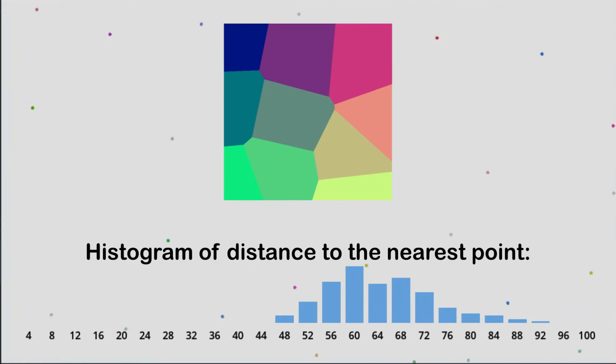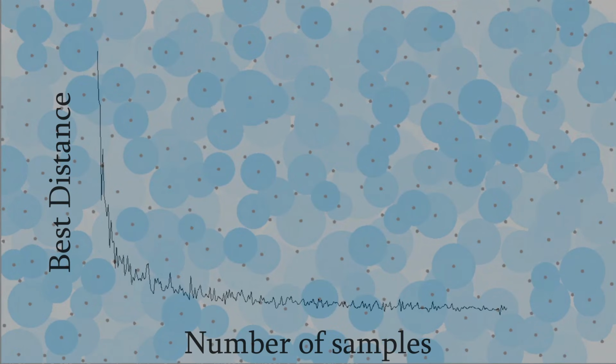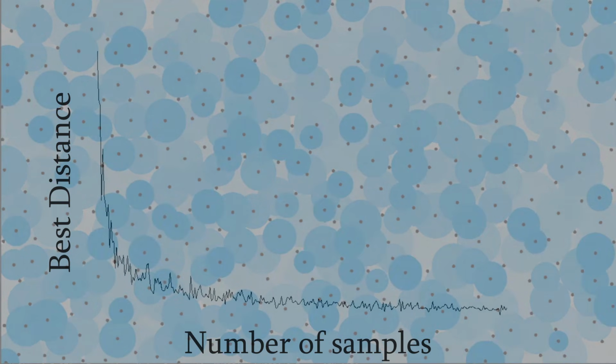Now we get a much more even distribution of points. Another interesting thing to notice is how the distance to the best candidates gets smaller as we progress and the area fills up with samples.